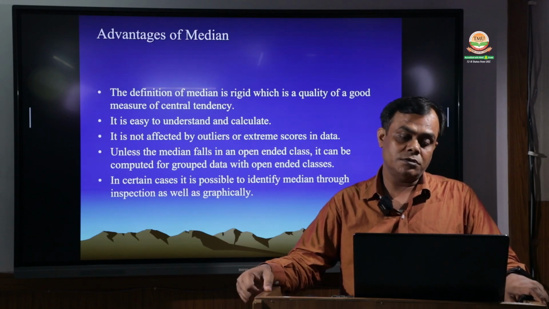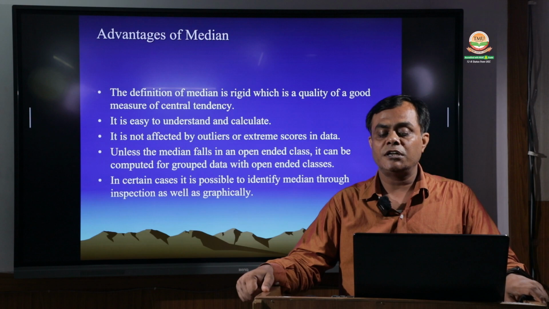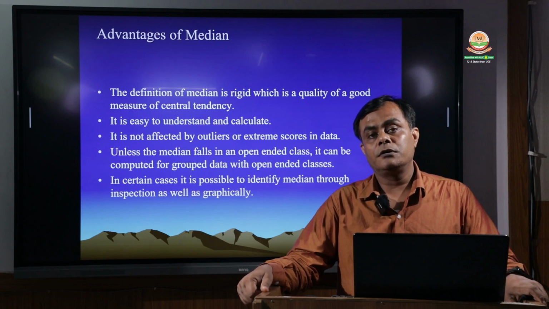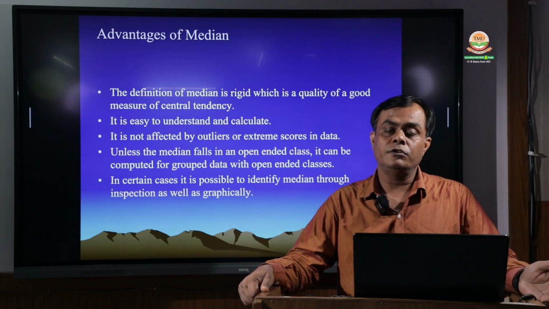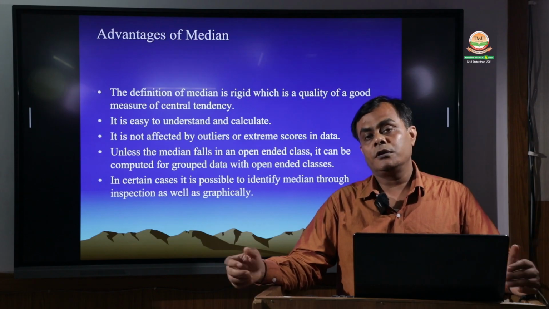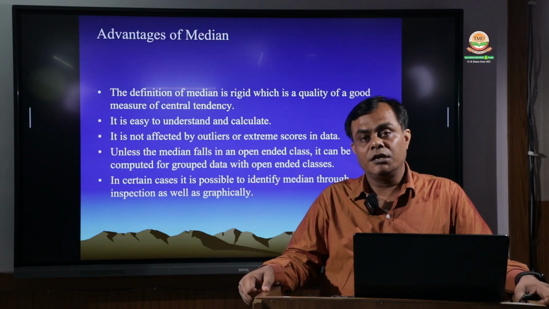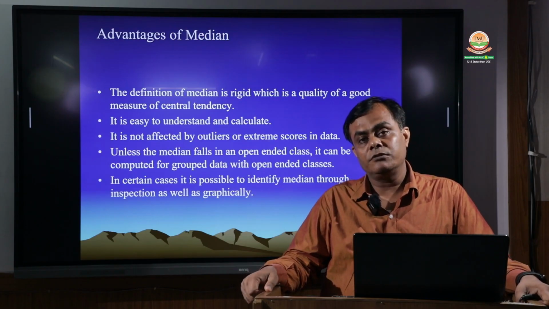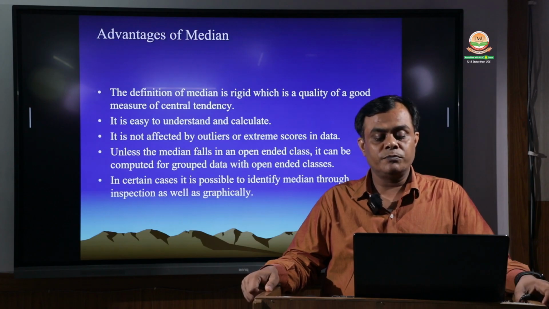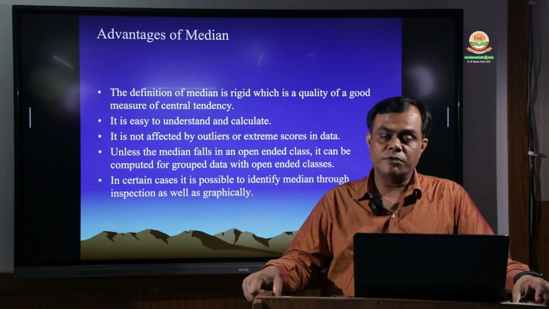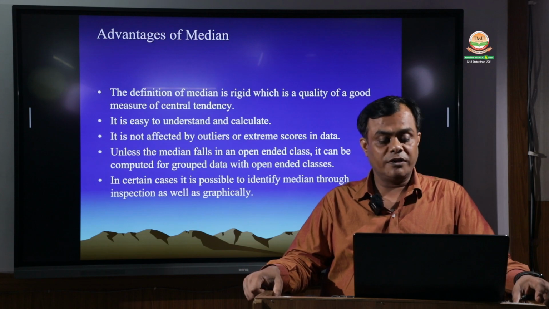The third advantage is that it is not affected by outliers and extreme scores in the data. When there are certain missing scores in open-end data, in the initial phase or in the last data, we cannot calculate the mean value, but we can calculate the median value. So simply we can say that in outlier or extreme score situations, we can calculate the median value, but we cannot calculate the mean value.